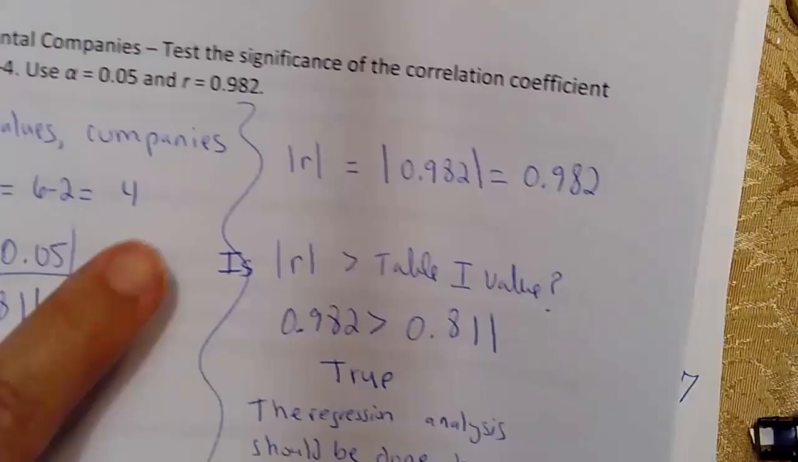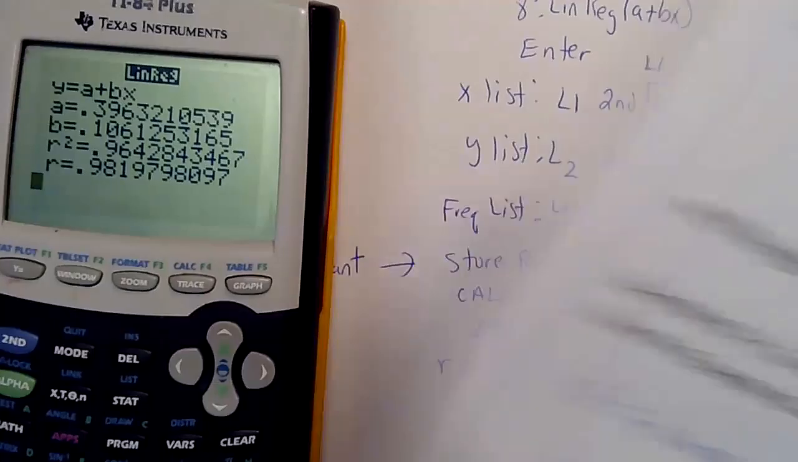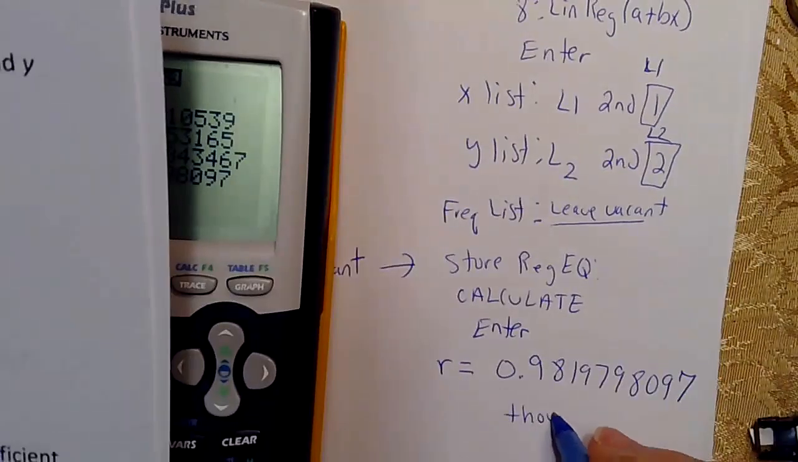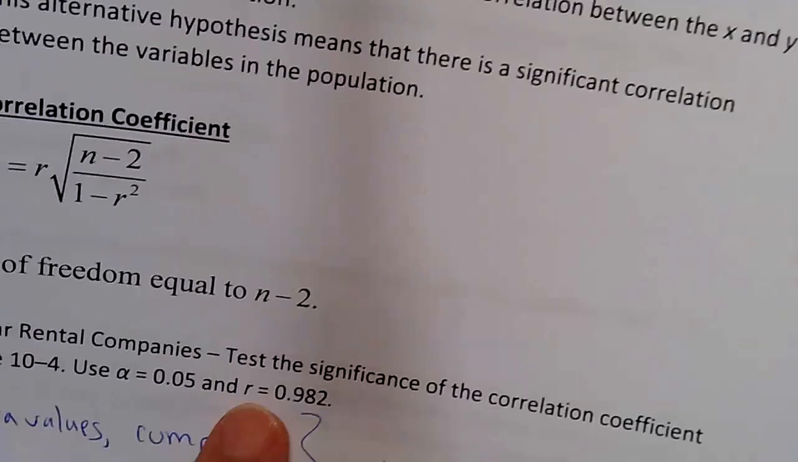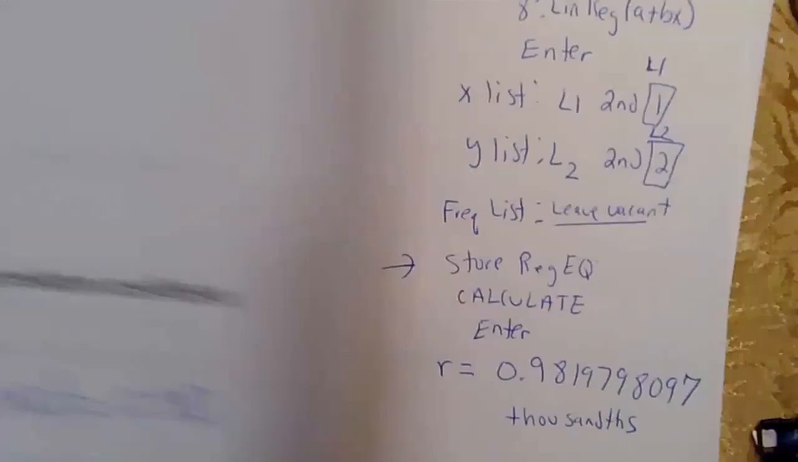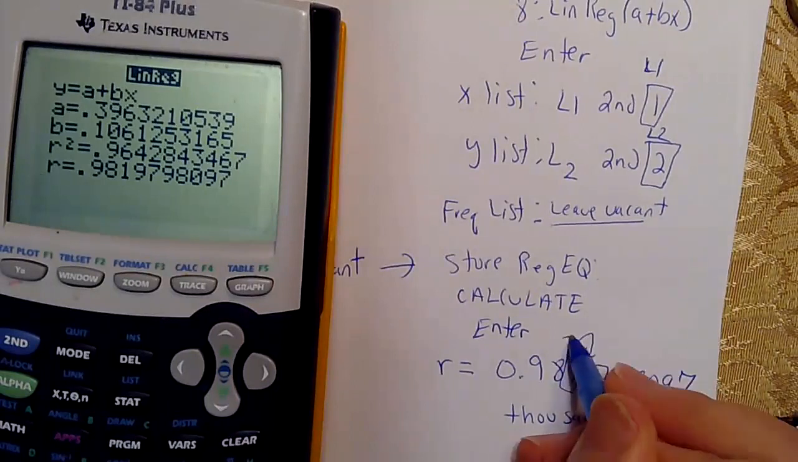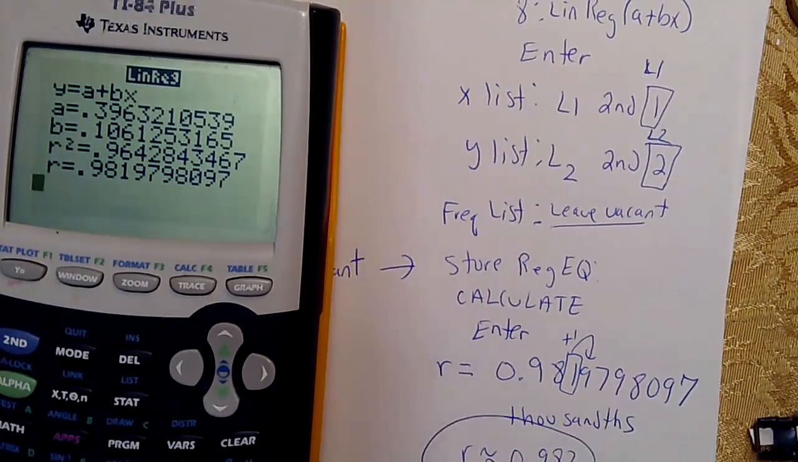So we already did this, the R. And you see how it's rounded? They didn't tell us what to round to, but I can only tell by working backwards. See how they have this? So that's tens, hundreds, thousands. And then look at the neighbor. Is that 5 or more? Yep, that's a 9. So R is about 0.982. And yep, that's what our R is.